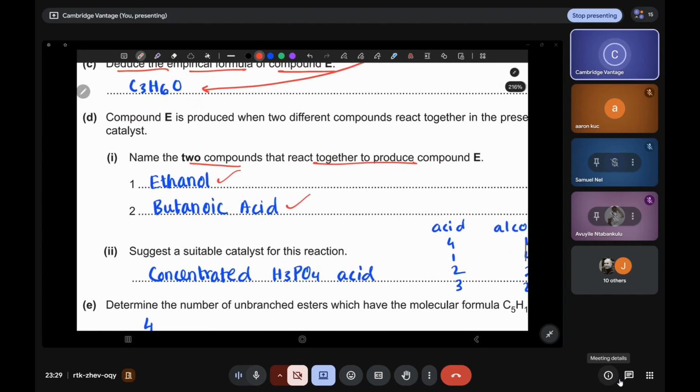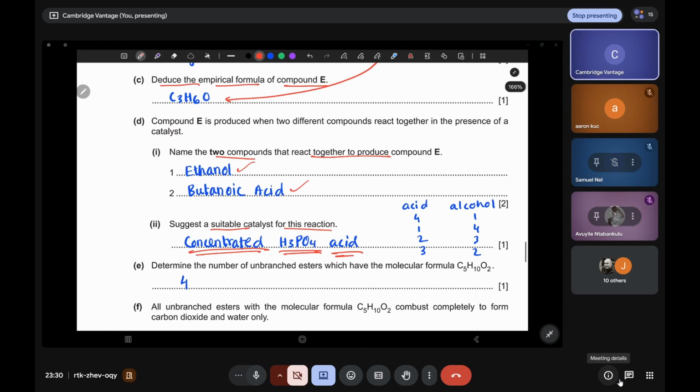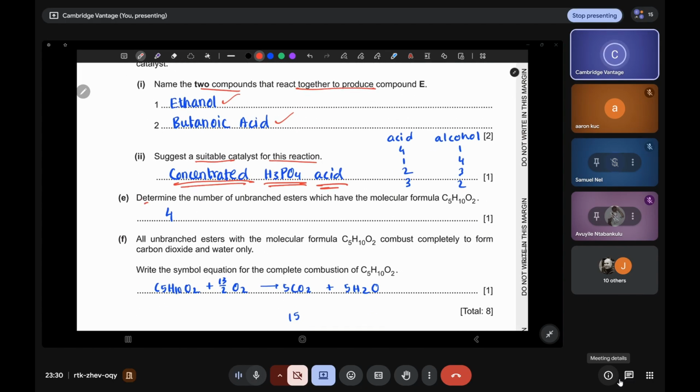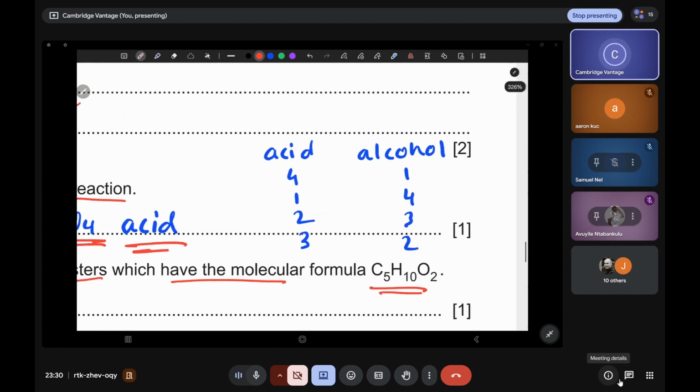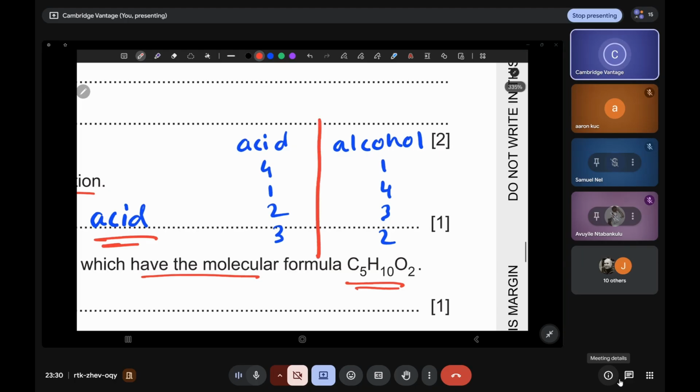And then the next part, suggest a suitable catalyst for this reaction. This is something that you have to remember. This is also something that you will see in your AS exams, and what you should write down is concentrated H3PO4 acid, or concentrated phosphoric acid. If you write the name, that is also fine, because they did not specify anything over here. And then this part, determine the number of unbranched esters which have the molecular formula C5H10O2. For this one, what I like my students to do is create a table.